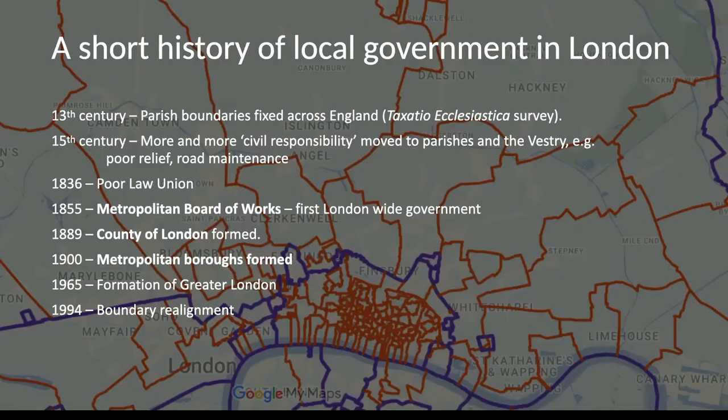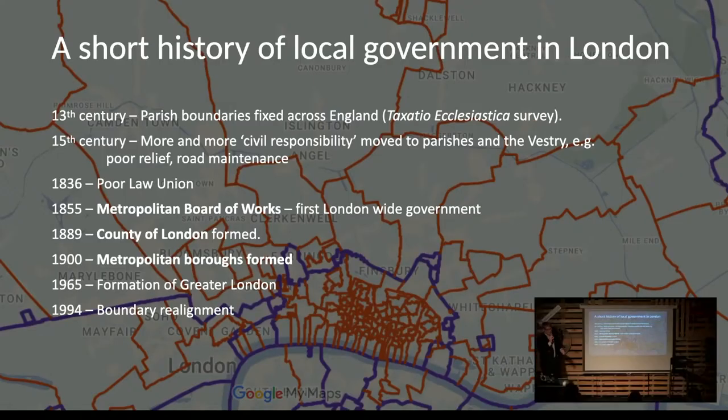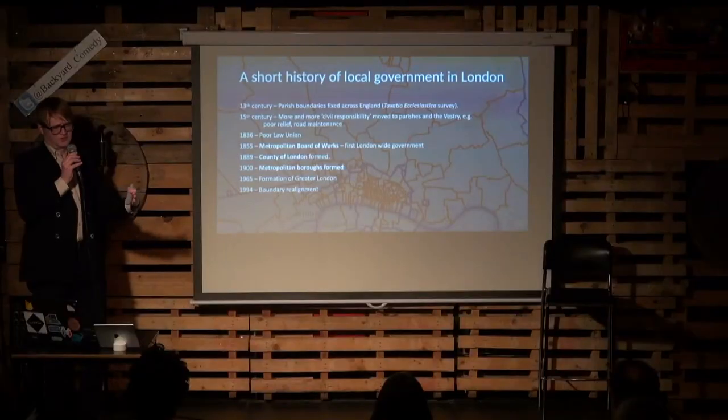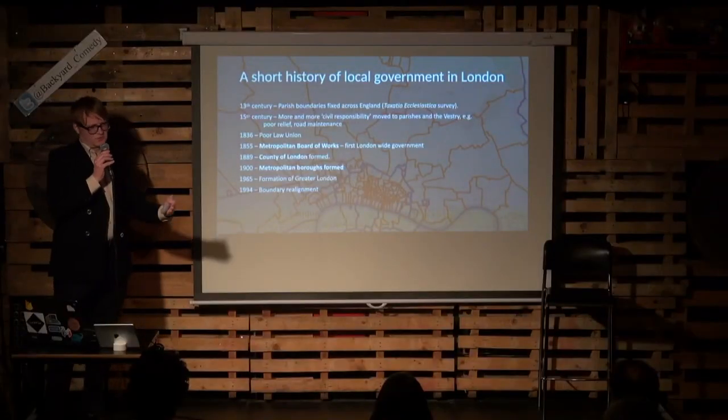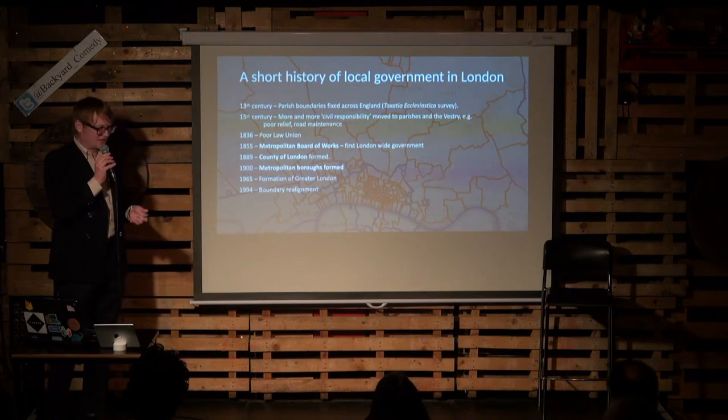There was a survey by the Pope. This was all about money. He wanted to know how many parishes there are, how much money can come from each parish. And after that, the boundaries wouldn't really change. It's a bit like you and your neighbor: you have a garden and a fence, and you agree that's the boundary. And you would not give anything away.